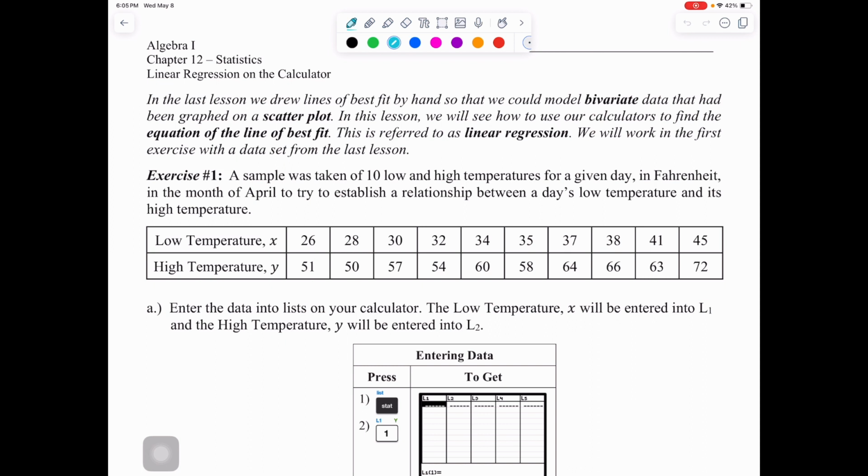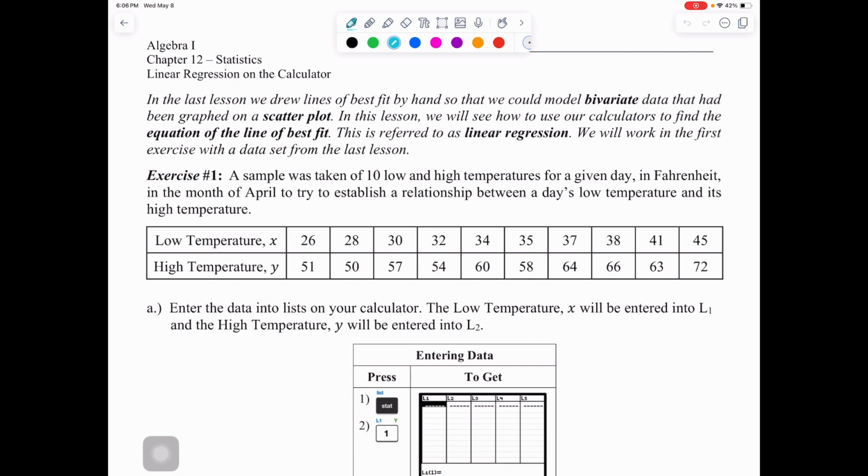So if you see line of best fit or linear regression, they mean the same thing. We will work in the first exercise with a data set from the last lesson. Today is really about thinking of what we did in the last lesson and how hard it was to find exactly where to put the line of best fit. We know it's supposed to be in the middle, but everyone's going to be slightly different from each other. If we do this on the calculator with a linear regression, not only is it done more quickly, but it's more accurate. We're all working with the same line of best fit and equation of that line to use for predictions and to interpret.